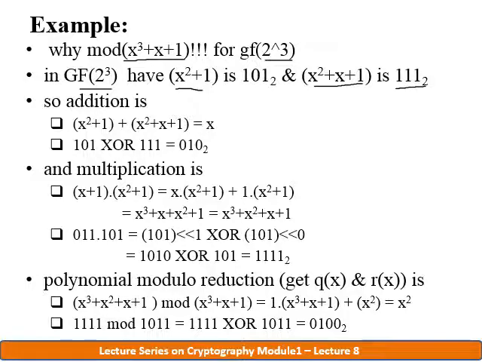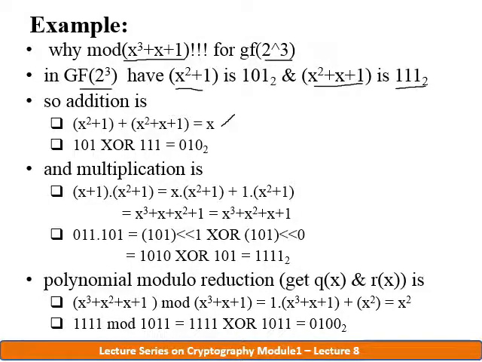I just mentioned that addition is an XOR operation, and let us glance at how exactly this is done. X square plus 1 plus x square plus x plus 1, the first polynomial plus the second polynomial. When I add these two, it is an XOR operation. X square XORed with x square gives 0. 1 XORed with 1 gives 0. We are left with the x value. That is how the addition is performed.